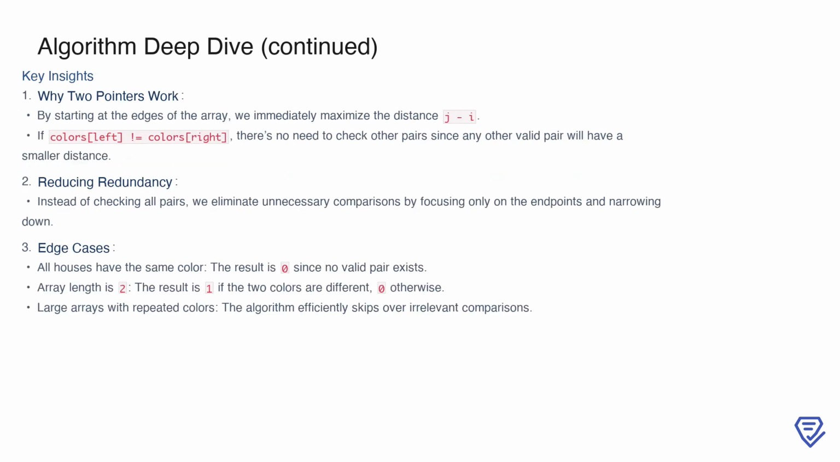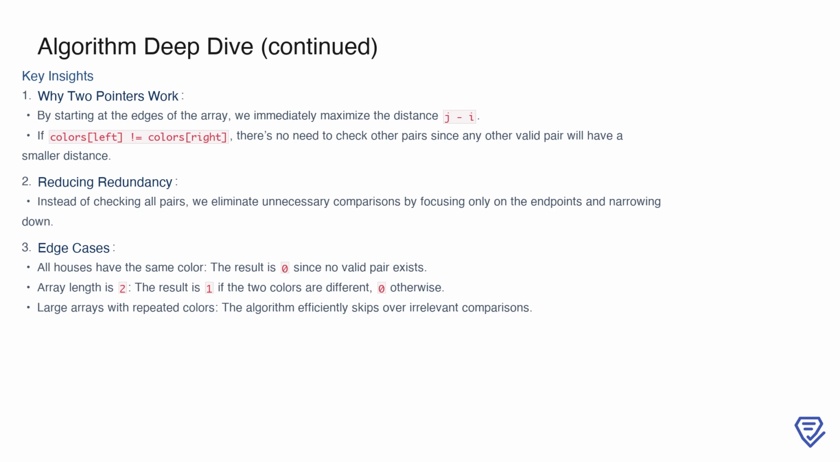The two-pointer technique works so efficiently because it starts by maximizing the potential distance and eliminates unnecessary comparisons. When we find colors[left] and colors[right] to be different, we know that no other pair can have a greater distance since the pointers begin at the extremes. This eliminates the need to check other pairs, drastically reducing redundancy. Additionally, the algorithm accounts for edge cases. For example, if all houses have the same color, there's no valid pair, so the result is 0.